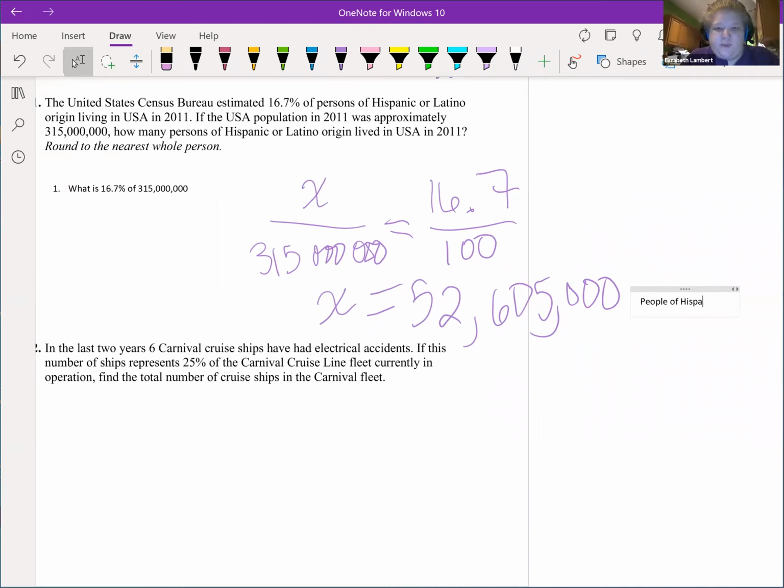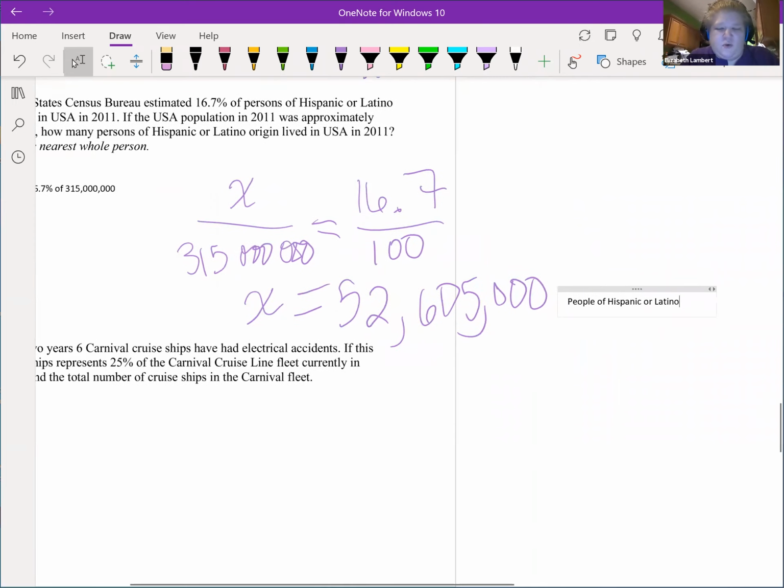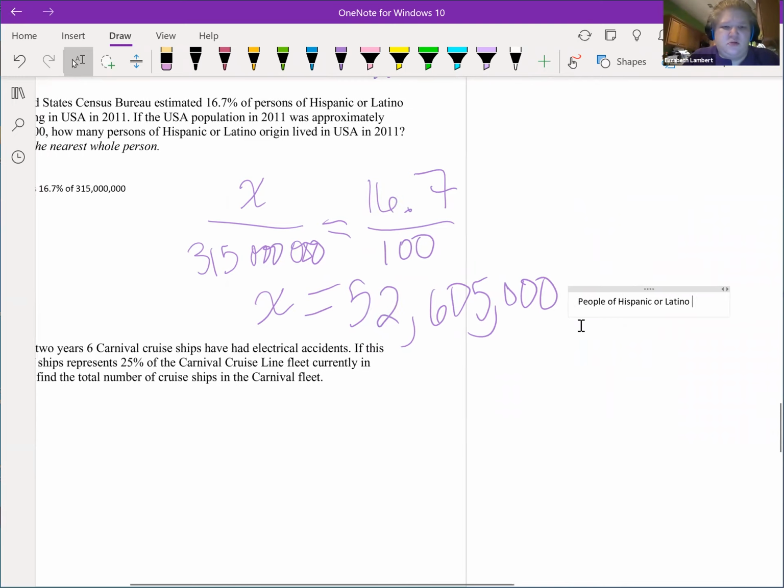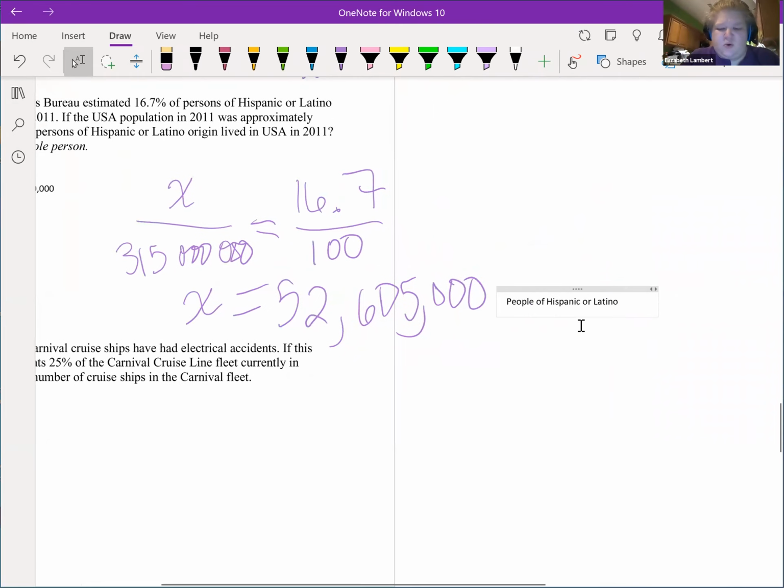People of Hispanic or Latino. I think it's now Latinx that is the proper thing, when they say origin, and I think we say descent now. Honestly, that is one of those things you ask the person you're talking to which way they want you to say it.